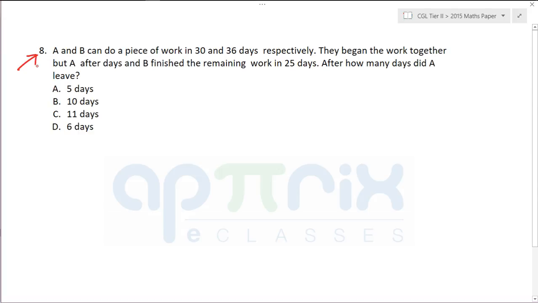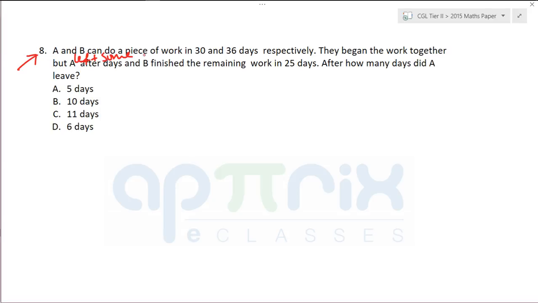Question number 8 says A and B can do a piece of work in 30 and 36 days respectively. They began the work together, but A left after some days, that we do not know, right? A left after some days, and B finished the remaining work in 25 days. After how many days did A leave?